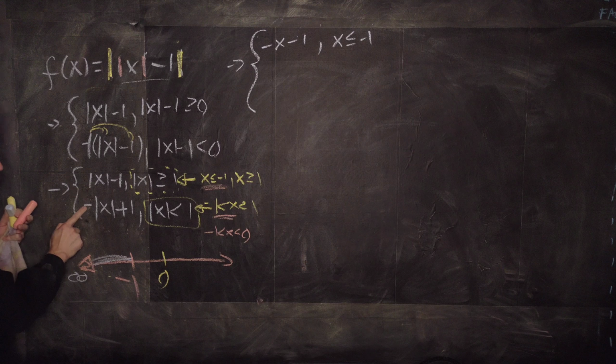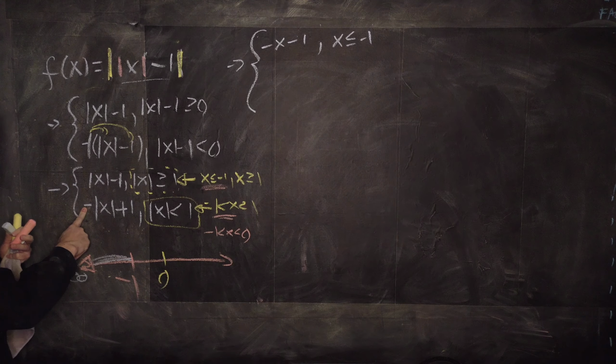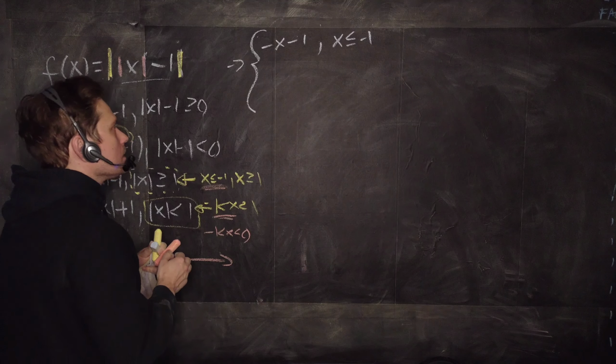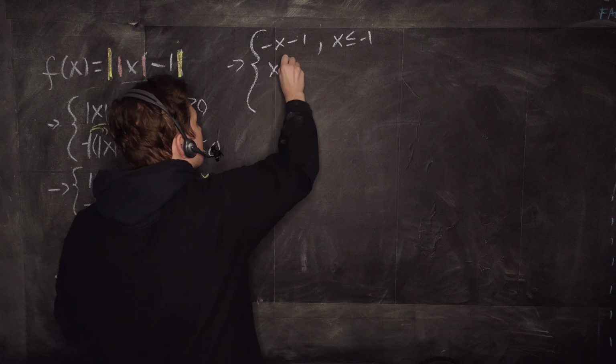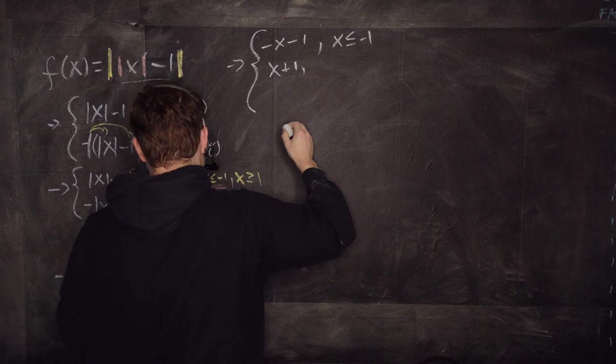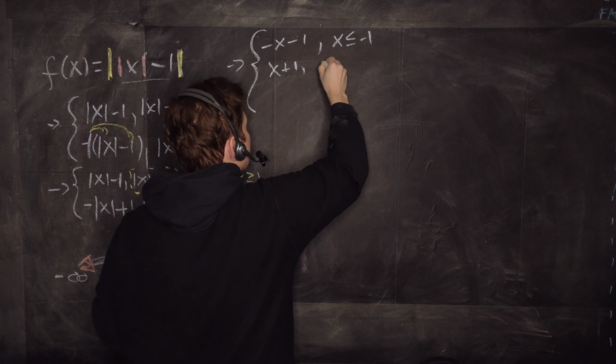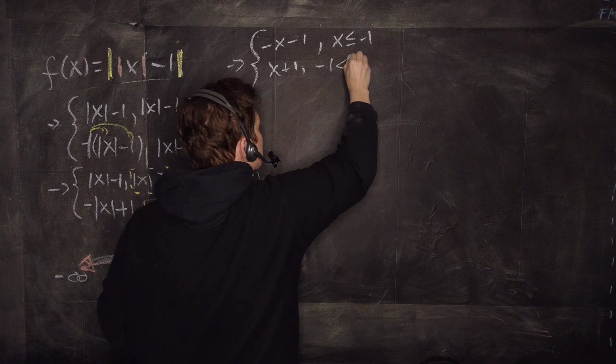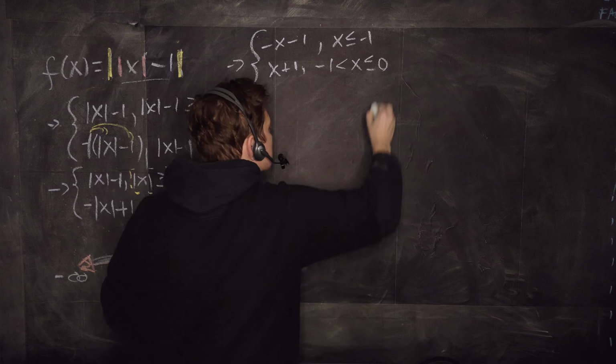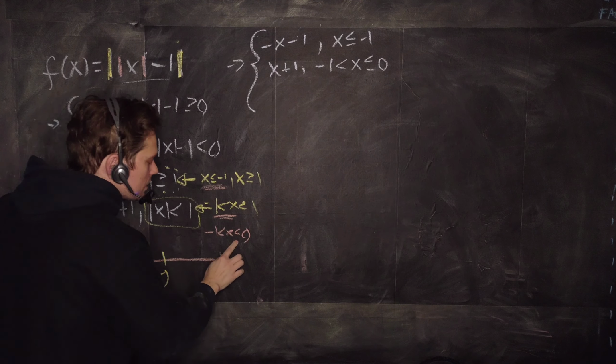But that negative 1 would get multiplied by this negative 1. Therefore, in the end, you would end up with x plus 1. So we'll do that over here. We're going to have x plus 1, and this will correspond to the case when we have negative 1 is less than x, which is, say, less than or equal to 0, this way. I'm taking the less than or equal to 0 here.